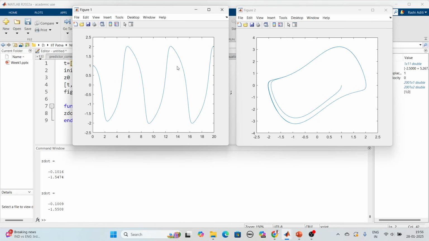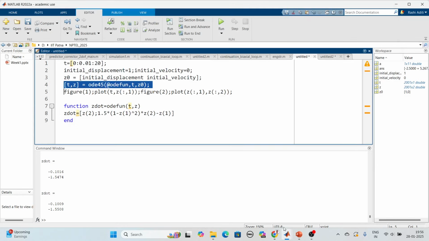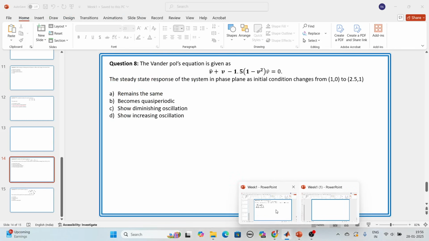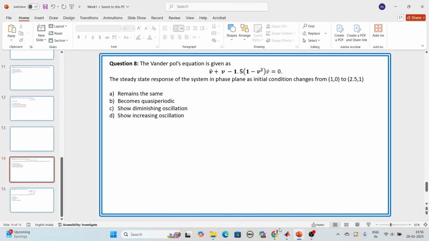Okay, so this is your time response and this is your phase plot. You can see in the time response how the system is behaving, and in the phase plot you can see that we started from the initial condition and it went to a periodic orbit. Now we'll change the initial condition to 2.5 and 1.